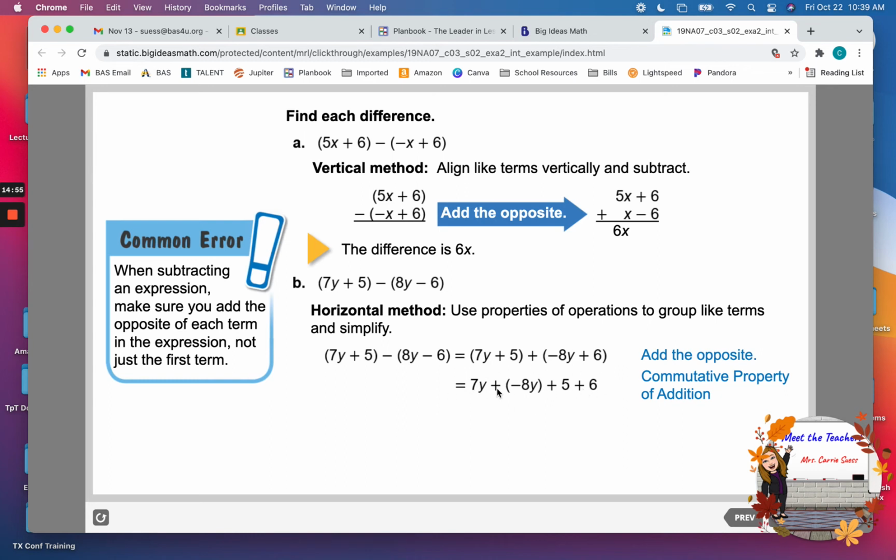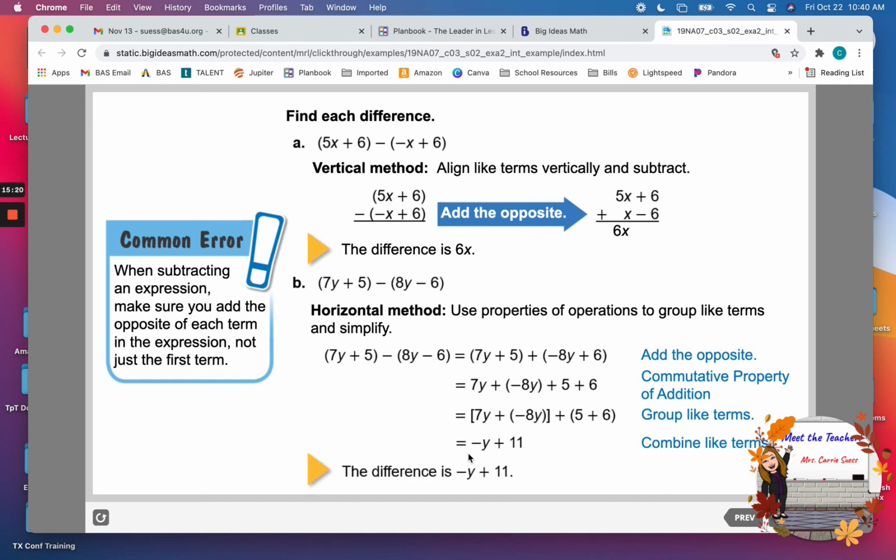What is 7y plus a negative 8y? Negative 1y. Do I have to write the 1? No, I can just say negative y. Okay, and then what's 5 plus 6? 11. Very good. Negative y plus 11. Make sure you keep the negative, because it was a negative 8, which is the bigger negative. Okay, so the difference is negative y plus 11. So you still have an expression as your answer. We didn't get rid of one of the terms. Any questions on this? All right, go do your try-its.